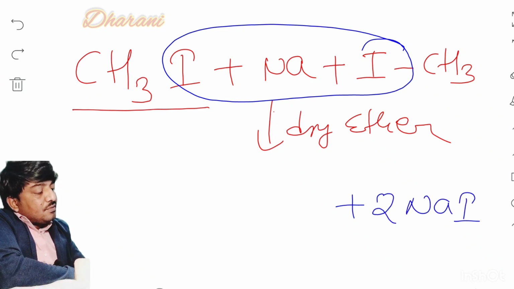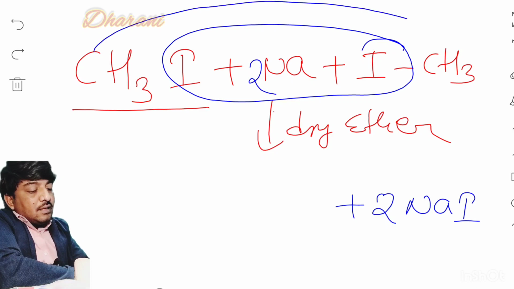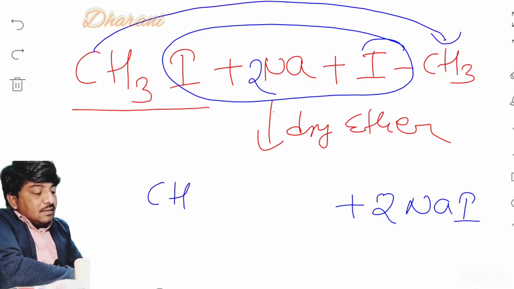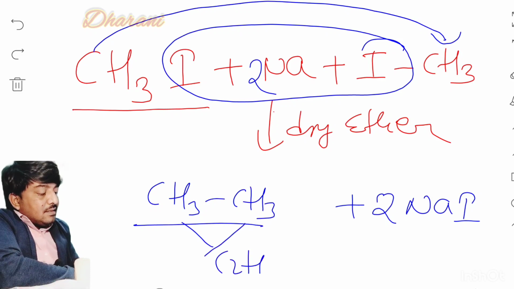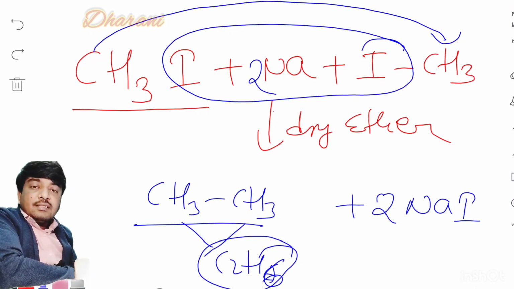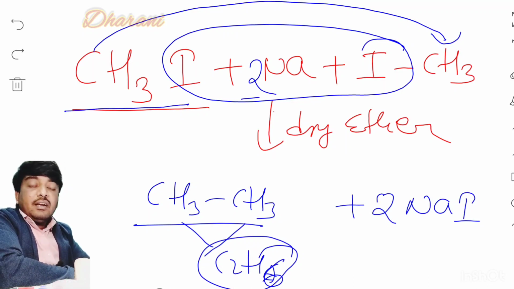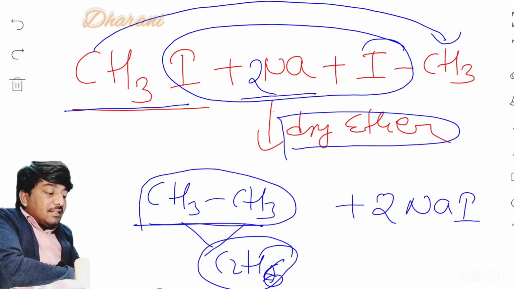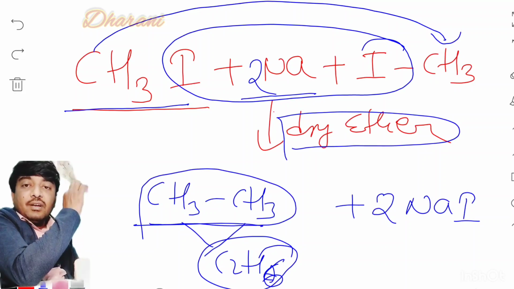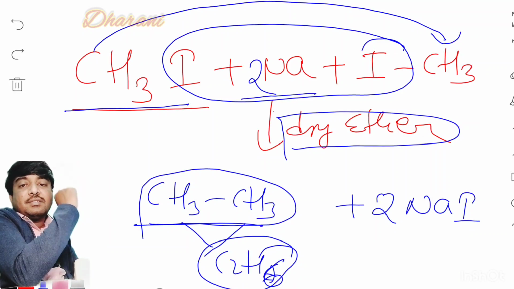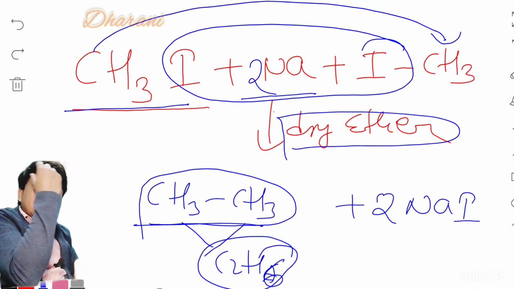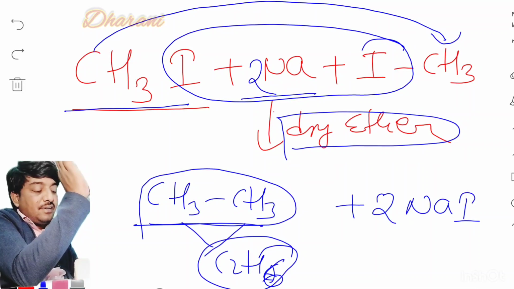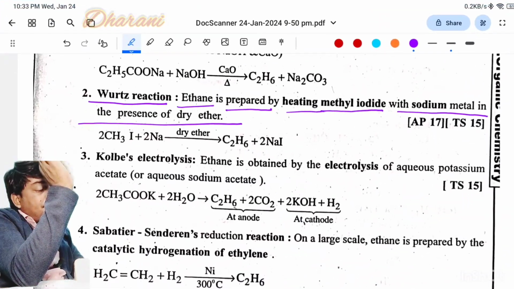2 moles of sodium iodide. The remaining part is CH3 single bond CH3, nothing but C2H6. Methyl iodide reacting with sodium metal in the presence of dry ether, the product is ethane. You will get a double number of carbons in the alkane in this process. This process is known as the Wurtz reaction. Very, very important for 2 marks.